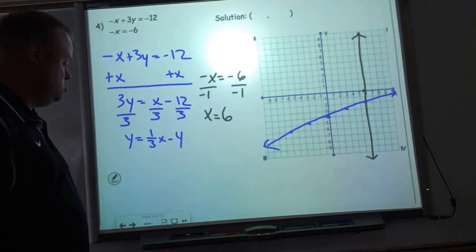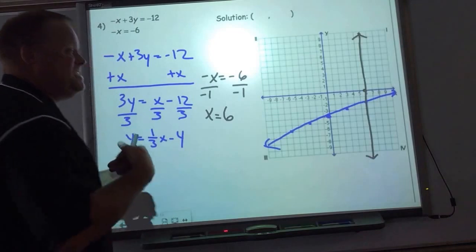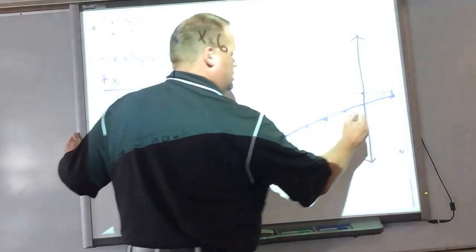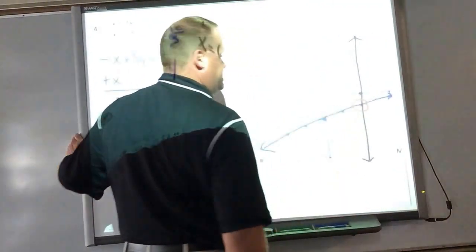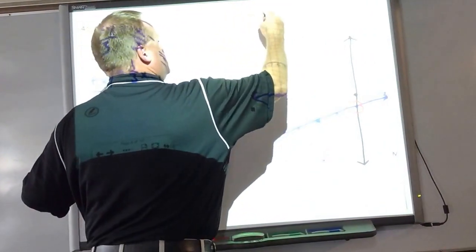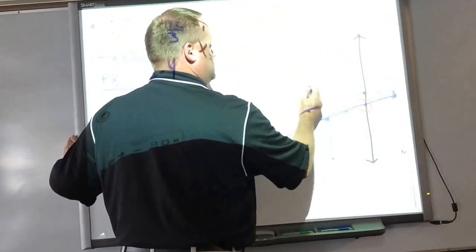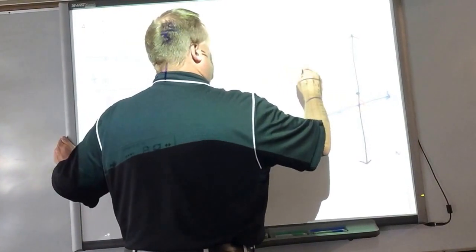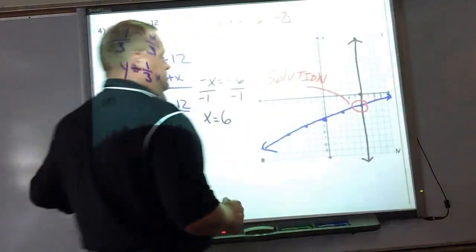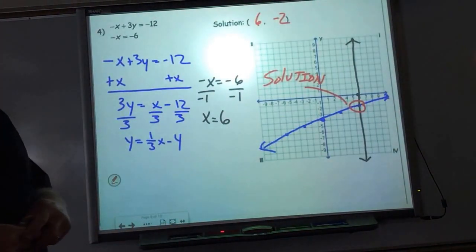Where those two lines cross, where they intersect, is my solution. In this case, it happens to be at 6, negative 2. So 6, negative 2 is my solution. The solution to this system is at the point 6, negative 2.